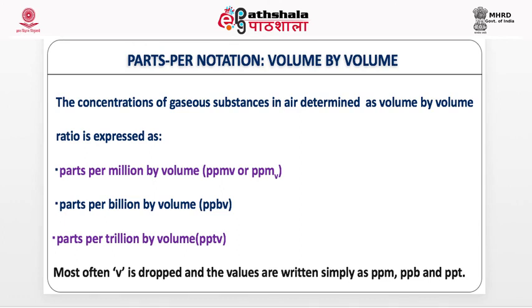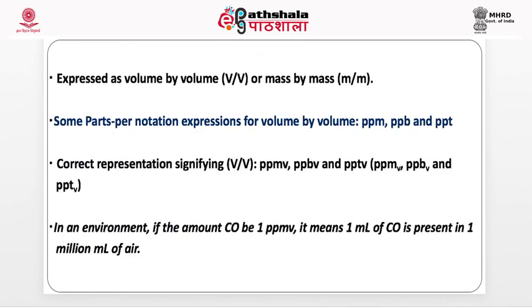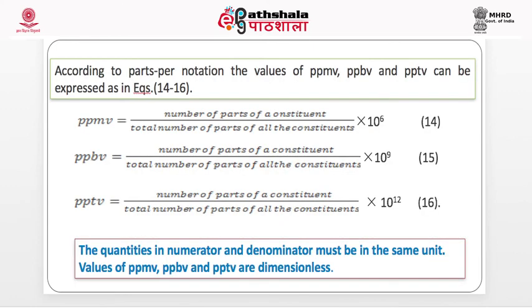Normally what happens, in the literature people don't write V and people assume that it is ppm, but the correct presentation is that it must be written as ppmv. If it is mass ratio, then it must be written as ppmm. If the amount of CO is 1 ppmv, it means that 1 milliliter CO is present in 1 million milliliter of air. B is for billion. Parts per billion. 1 million is 10 lakhs. Parts per notation by volume.